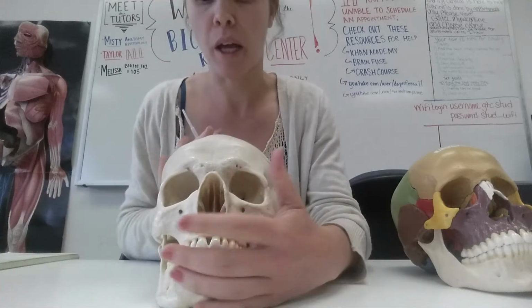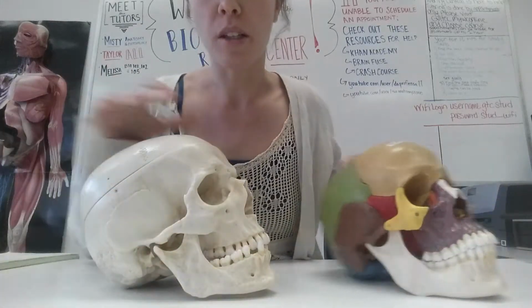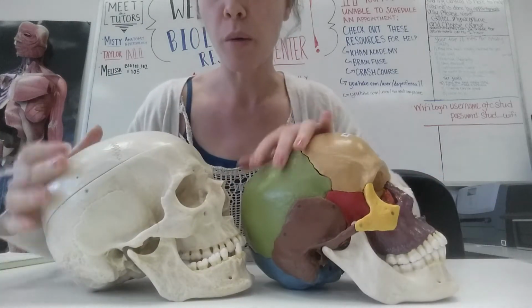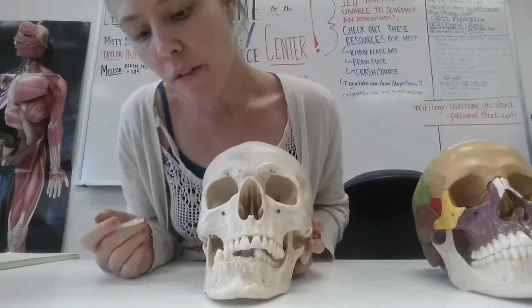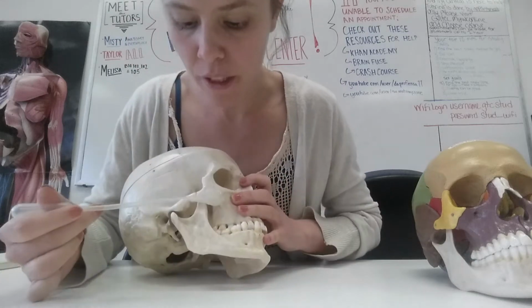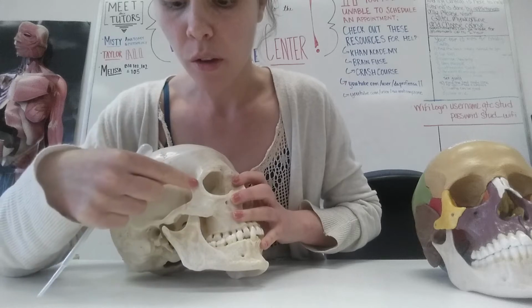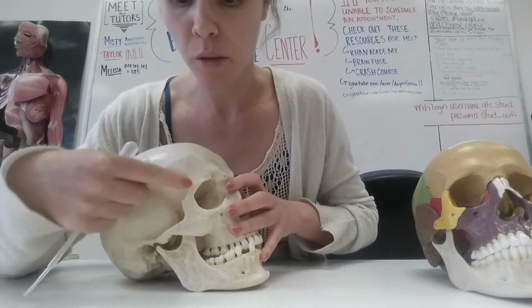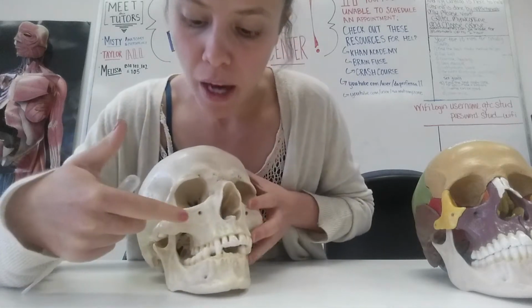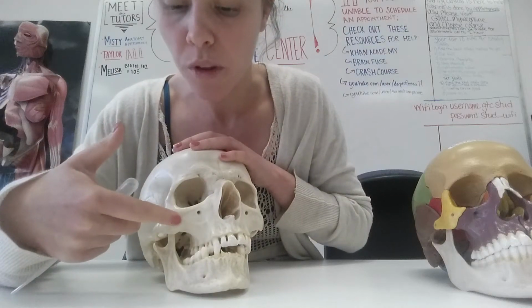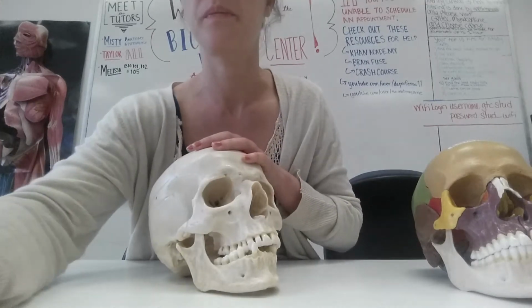And then we have the zygomatic bone, which is this bone right here. It looks like Texas. On this model, it's this yellow bone. And you have the different processes of it. You have the temporal process, which is right here because it connects with the temporal bone. You have the frontal process right here because it connects with the frontal bone, and then the maxillary process because it connects with the maxilla right there.